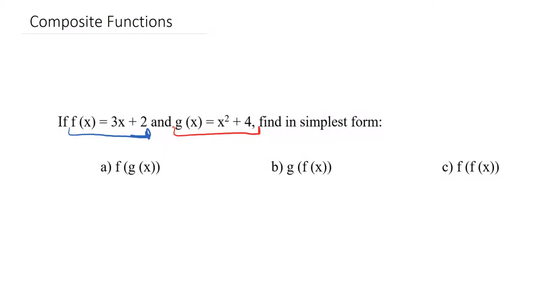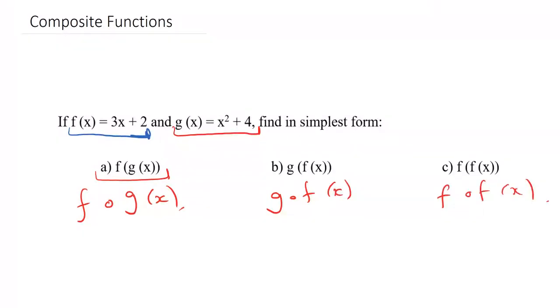Now, when I say composite function, I'm talking about a function inside another function. So our first question in part A asks us to find f of g of x. And sometimes you might see this written as f o g of x like this. It just means f of g of x, as I've stated in the original question. Similarly, if we look at B, this would be g o f of x, and part C, f o f of x. So look out for that notation. It means exactly the same thing.